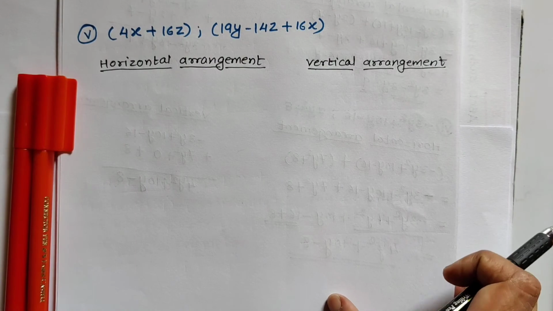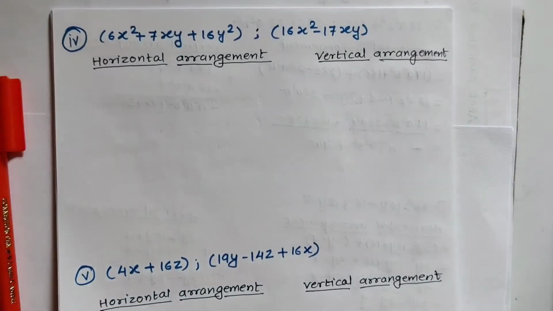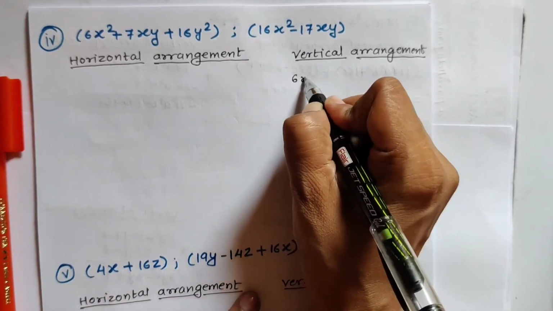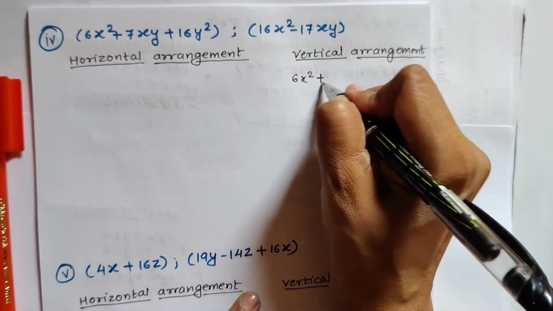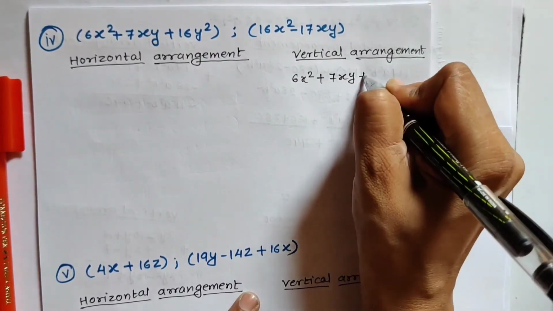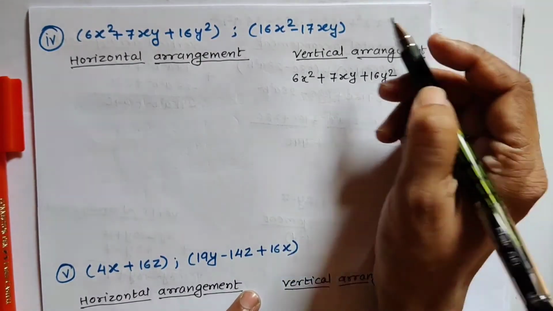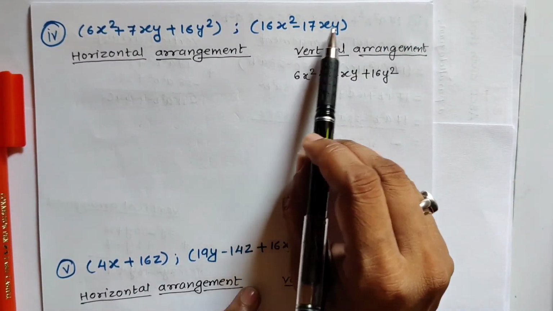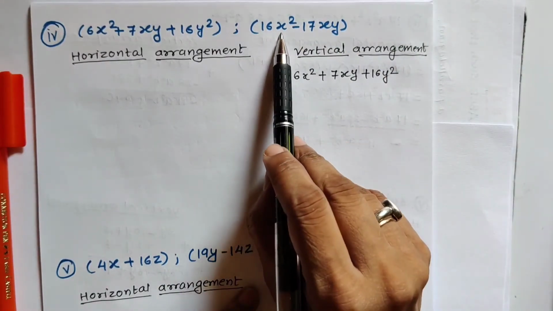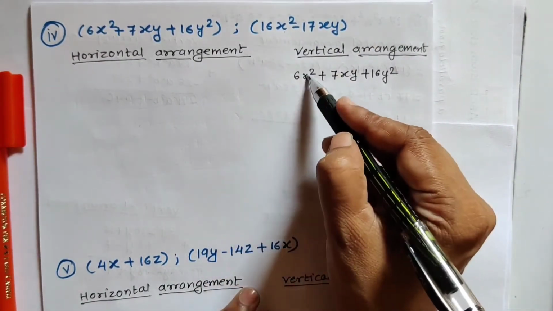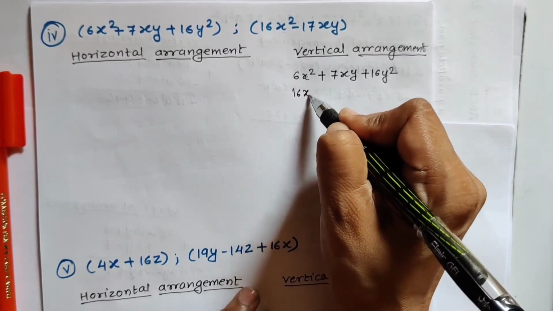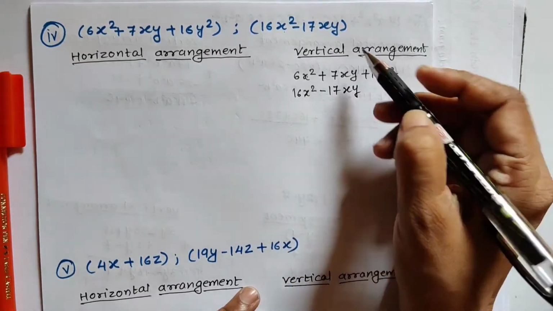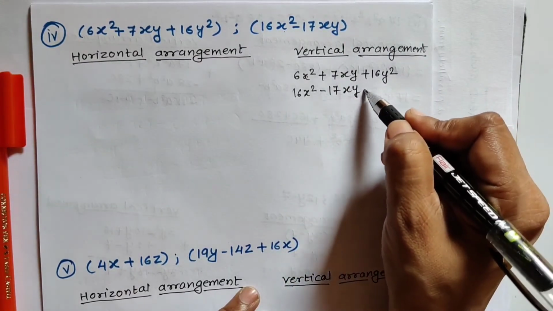Now let us see the fourth sum. I am writing in the vertical arrangement first. 6x square plus 7xy plus 16y square. Now while writing the second polynomial, write carefully, because in second polynomial only two terms can be seen. First term is 16x square. So this is x square term. We have to write below this x square term. Then minus 17xy. So write below xy. Y square term is not there. So we don't write anything. We put 0.